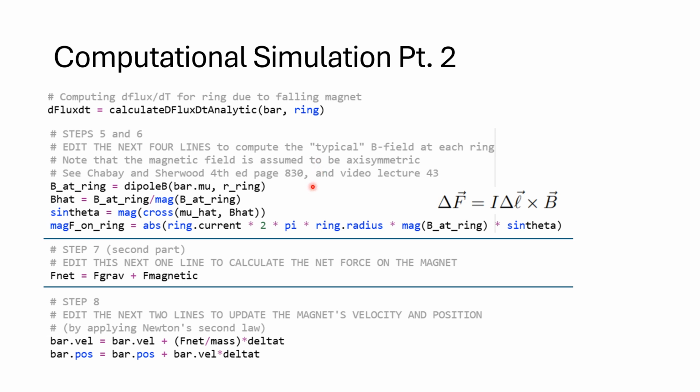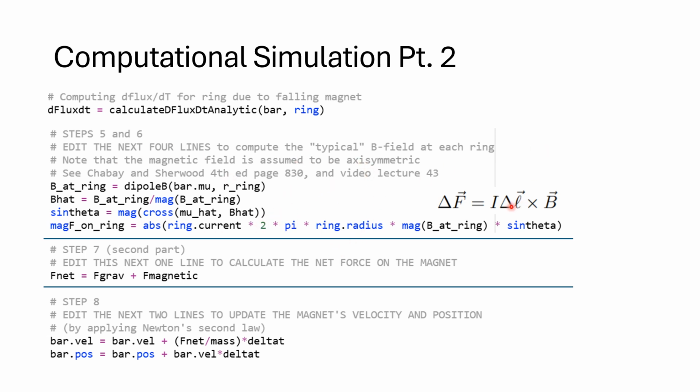of the magnetic dipole against a particular ring in our tube, and we're using this formula where the change in force is equal to I times a little bit of length cross B, and we actually use this for the whole ring to get the whole force. So we have to integrate around the whole ring, and that's where this L would be along the circumference of the ring, so that's where this 2 pi r comes in, and so on.